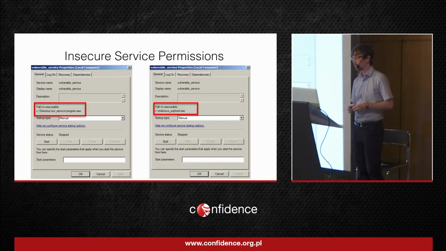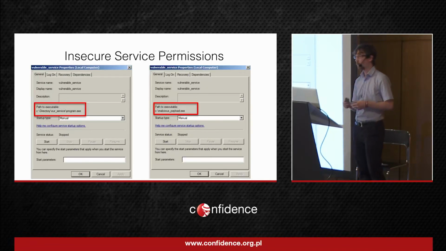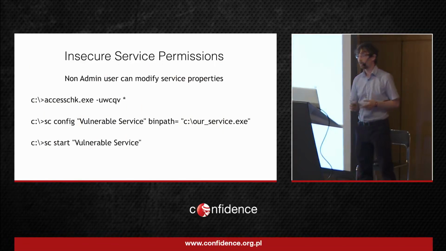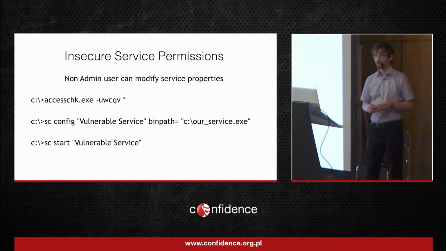And the last example: we can also specify permissions for the service configuration. When the vendor installs new software, they also need to create a service, and they specify which users have permission to change that service. If the vendor configured it wrongly, we can, as you can see on those screenshots, change the path to executable. That's very easy. We only need one command line, and that's all. Our service will be executed as SYSTEM. But that's the standard way.